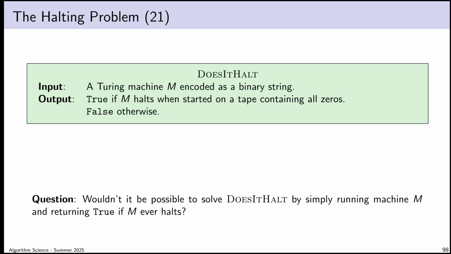Now, a common question here, and one again that I had in my own theory of computing course when this was brought up is, hey, wait a minute. If I want to know whether a Turing machine halts, can't I just run it? I mean, obviously, if I run the machine M, either it will halt or it won't.